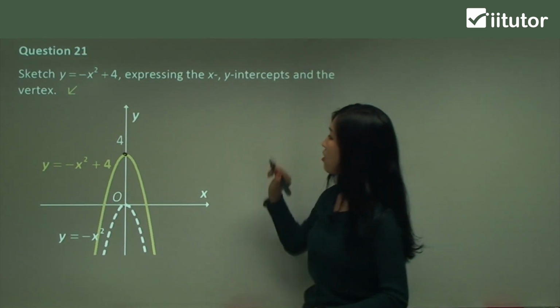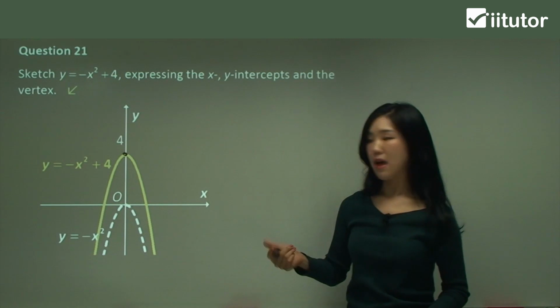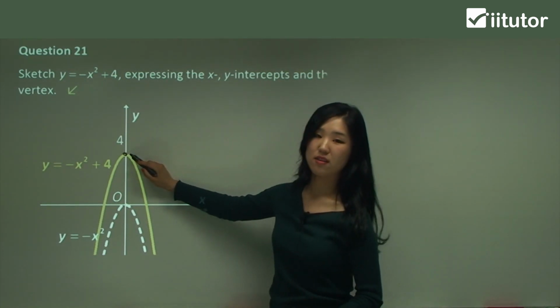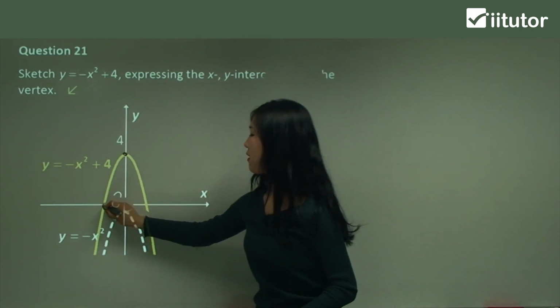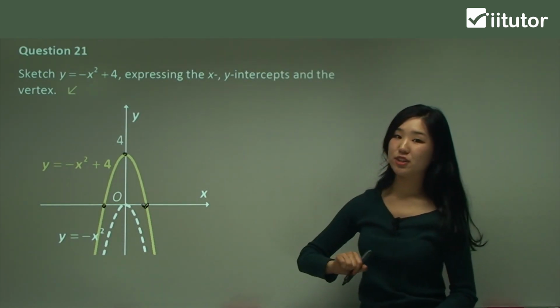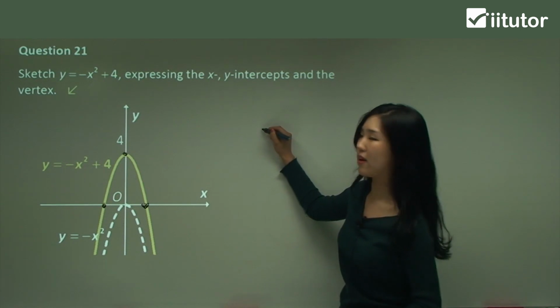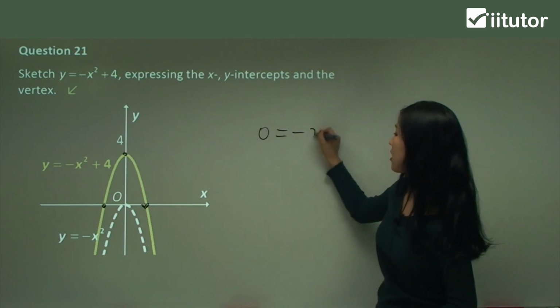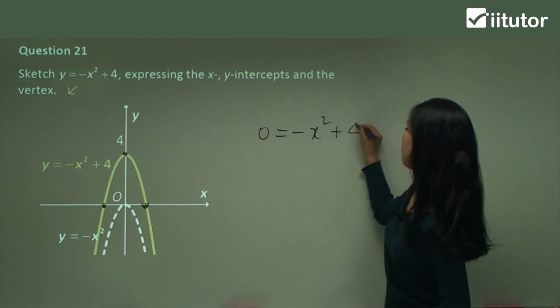And we also need to express our x and y intercepts. Y-intercept and the vertex is both at 4. We also need to find these 2 points, don't we? Sub in y equals 0 to find the x-intercept. 0 equals negative x squared plus 4.